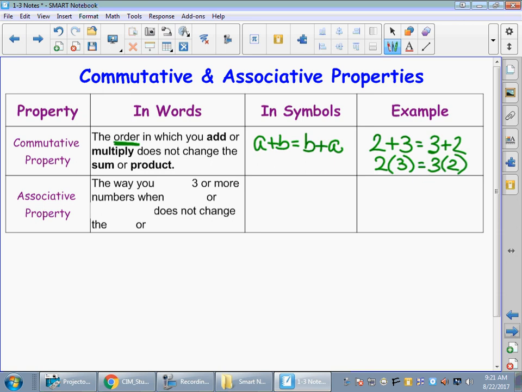The associative property is your grouping. It's the way that you group the numbers together when you have more than 2 numbers to add or multiply. So it's talking about larger groups of numbers. You have 3 or more. You get to choose. Do you want to add, which 2 do you want to add first? The associative property says it does not matter. These are only true for addition and multiplication.